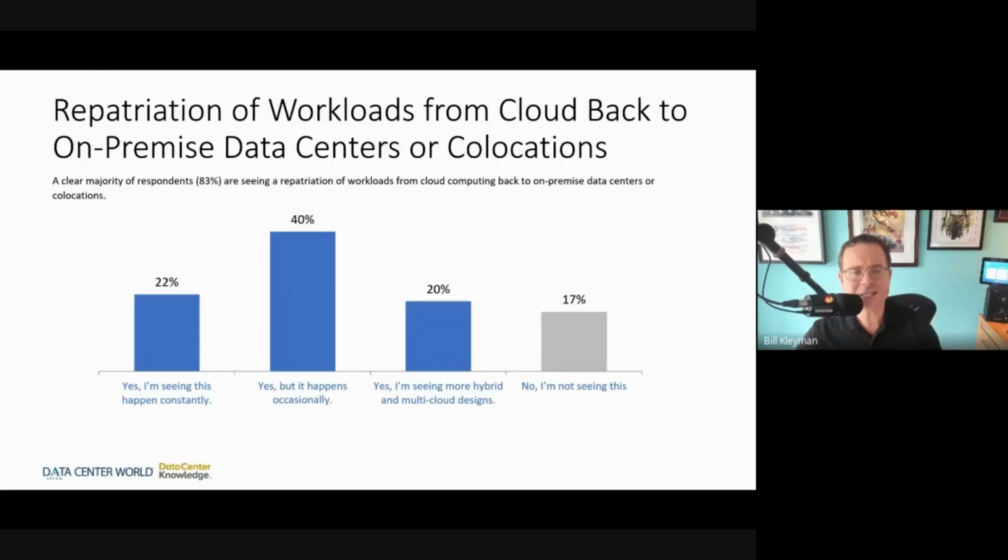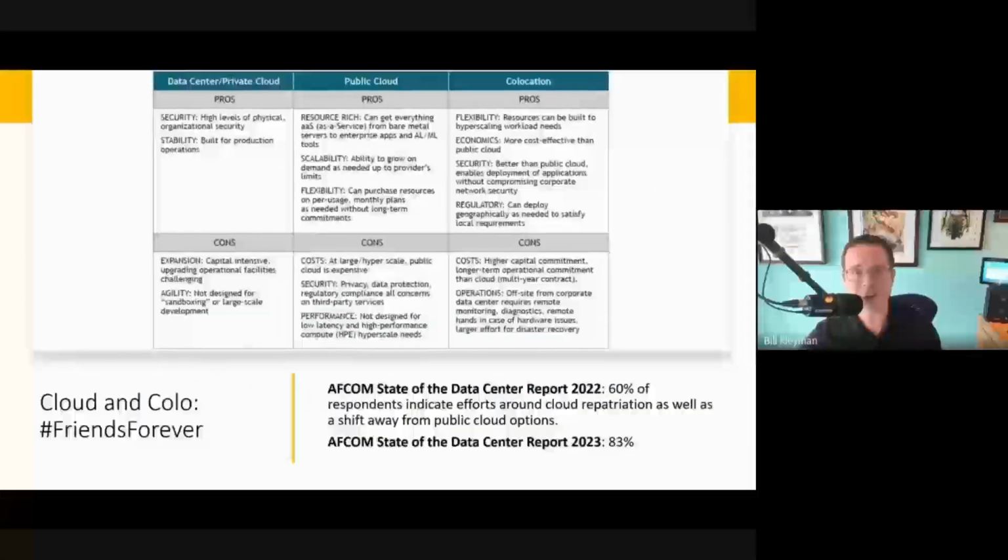Now, let's focus on this for a second. I am not saying you shouldn't go to the cloud, but what we are seeing is a better, more fundamental understanding of what needs to live in the cloud and why. And just because it started in the cloud doesn't necessarily mean it needs to be there. In 2022, our report said that 60% of respondents indicated efforts around cloud repatriation. Today, that is at about 83%.